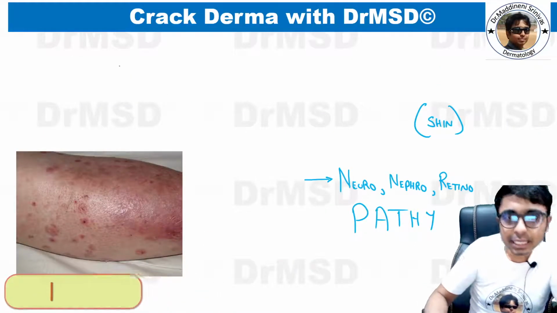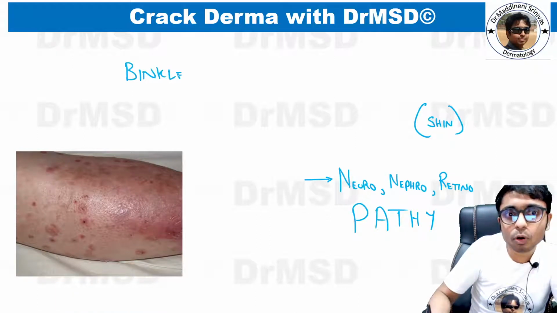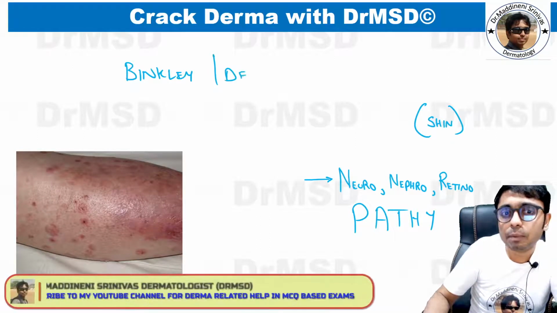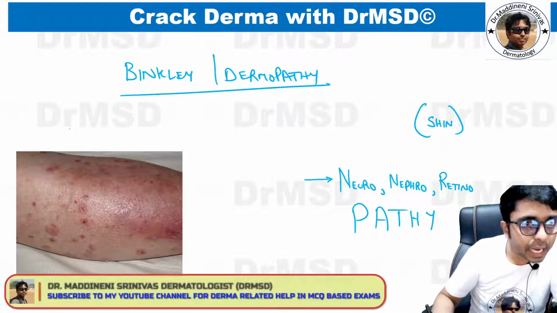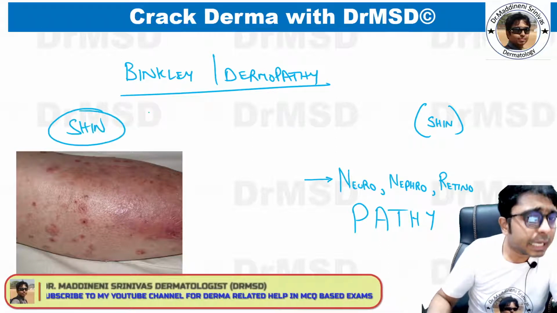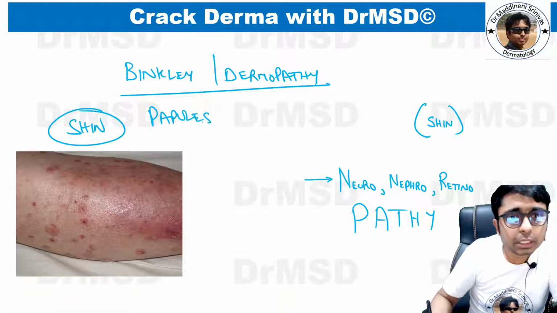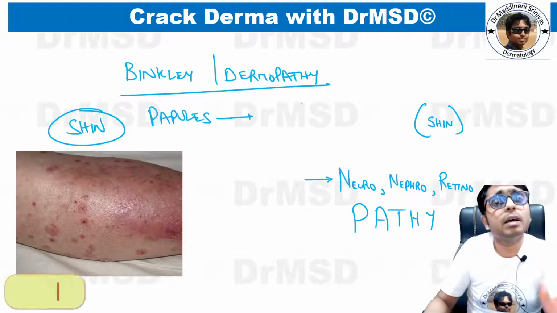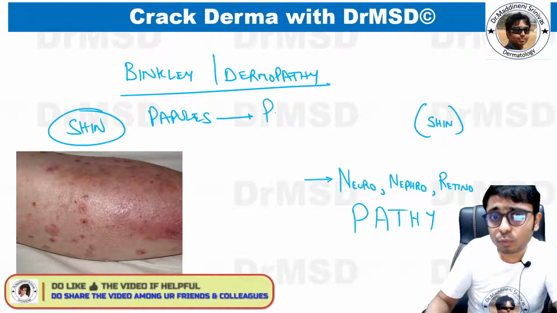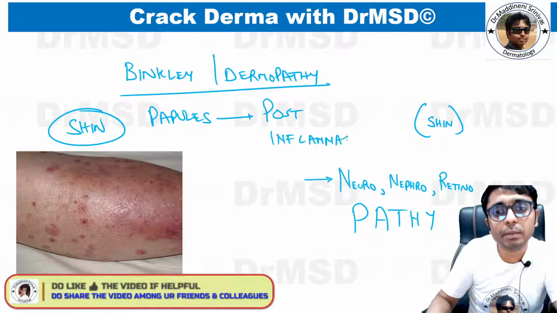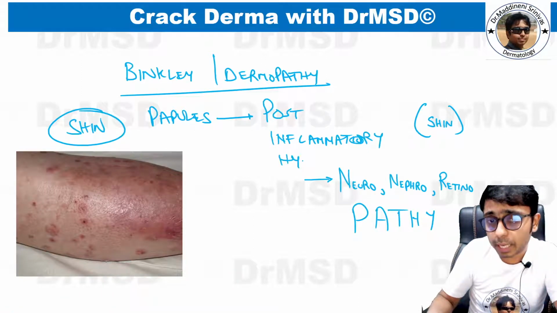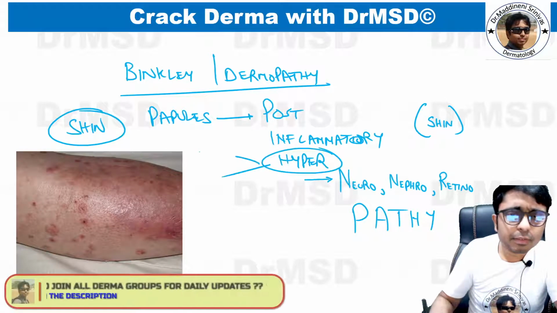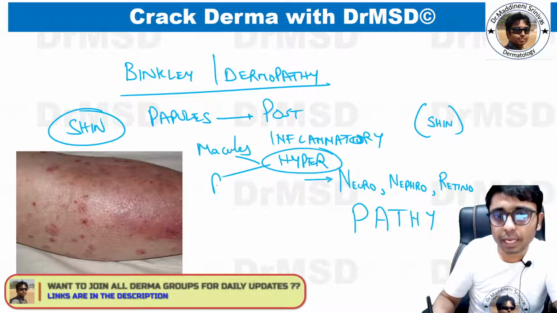And now our hero, Binkley spots, also called diabetic dermopathy, which again manifests just like Necrobiosis lipoidica diabeticorum over the shin. Initially the lesions may be erythematous papules, but ultimately there will be post-inflammatory hyperpigmentation. Once the inflammation reduces, a hyperpigmentation is left behind. This can be in the form of either macules or patches.